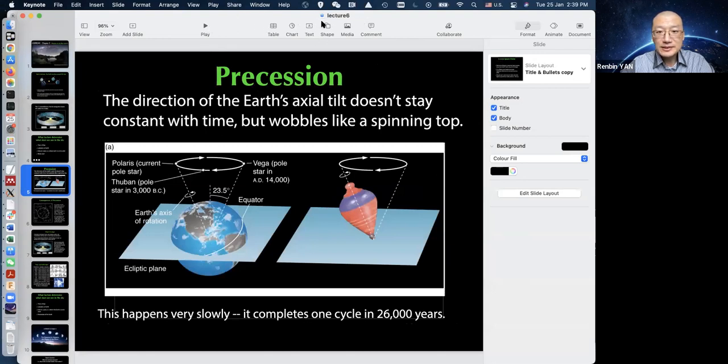Let me see. Let me stop sharing my screen. And now, let me also turn off my virtual background.